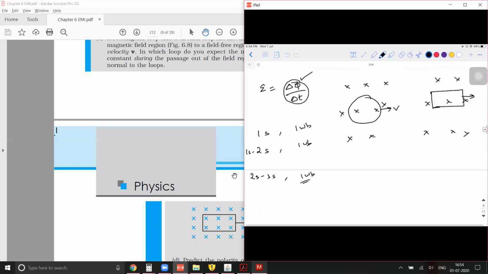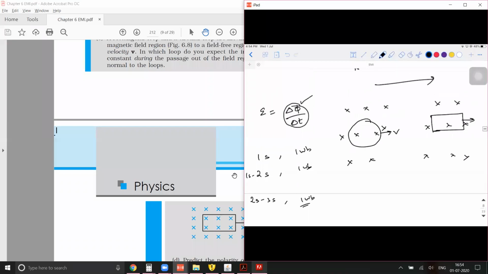Yes, sir. So in which case will it change? In which case can you expect the flux to be changing uniformly? That is only the case of the rectangle, because since it is moving with a constant speed, equal distances will be leaving out of the plane in equal intervals of time. Because it has a shape like this, small rectangles will come out of it in equal intervals of time. So when you try to calculate the change in flux, it will be a constant.